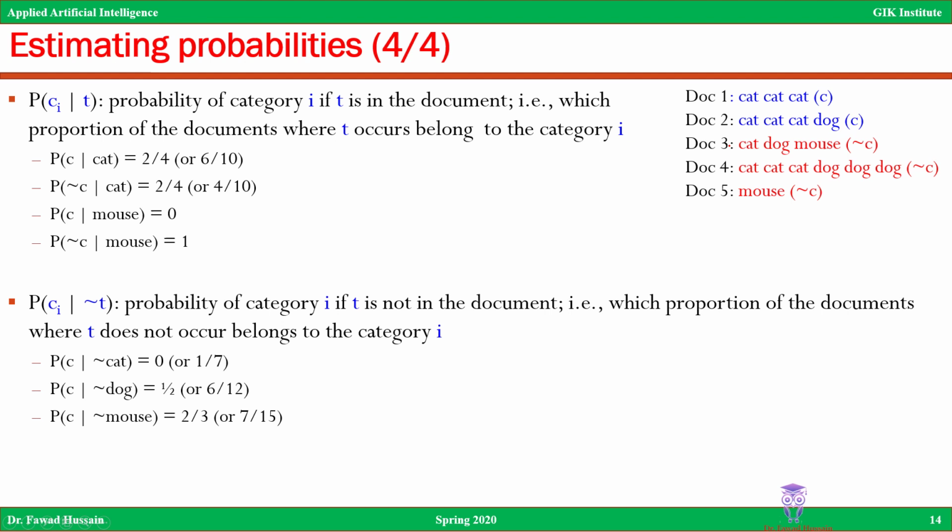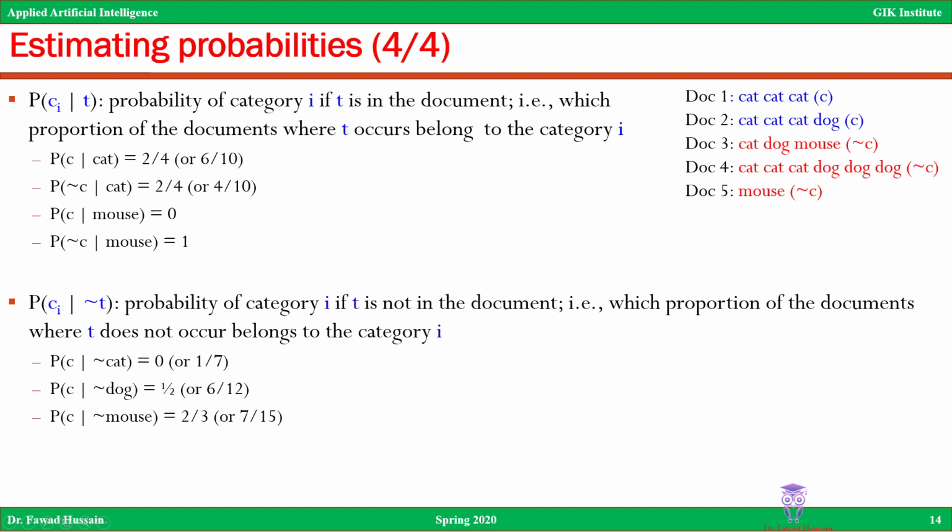And the same you can look at for the others as well. For instance, for mouse, what's the probability of C given mouse? There are 2 documents with mouse, document 5 and document 3, and neither of them belongs to category C. So it is going to be 0/2, which is 0. And what's the probability of not C given mouse? There are 2 documents, both of them belong to not C. So this is 2/2, or probability is 1. And same goes here.